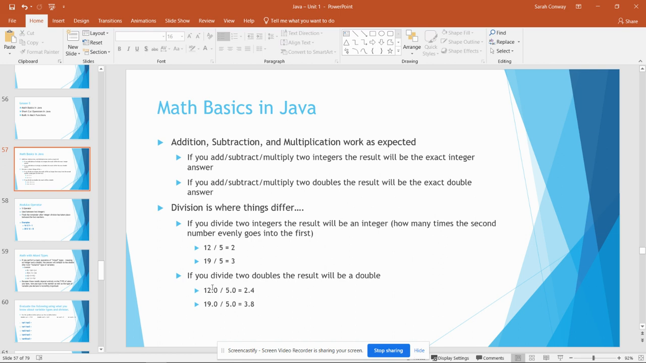Now, the same thing happens with doubles. If you have two doubles being divided, the result will be a double. So you really have to pay close attention to what type of number did I type in? Does it have a decimal point? Does it not? And what type of variable did I create this variable to be? Was the variable an integer or is the variable a double? And that will impact how the math works.